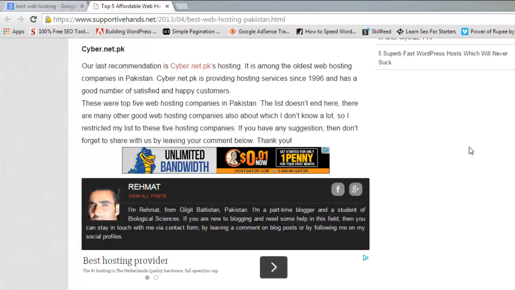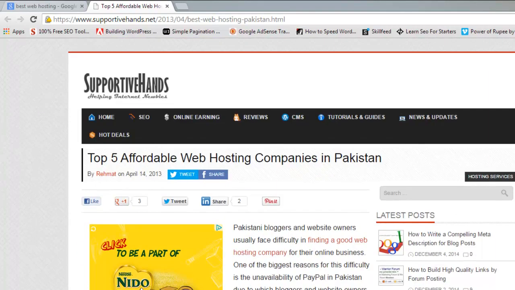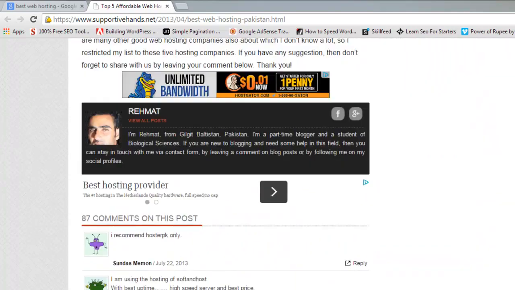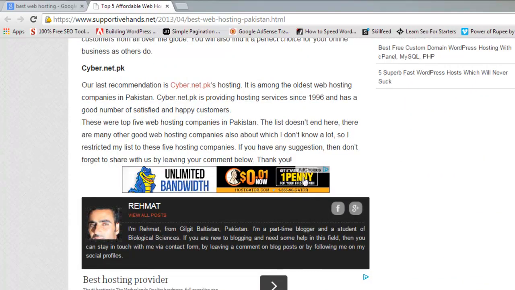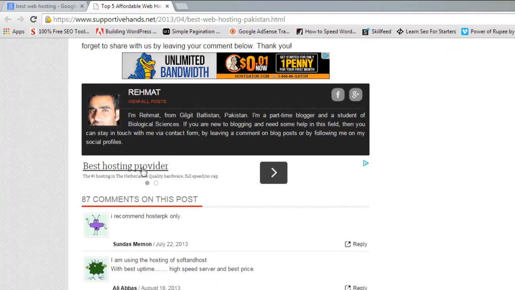But when I came to another website from the search result, here I can see the same company, hostgator.com, I mean another web hosting company. This is also a related ad based on this keyword, since the article is about web hosting, so the relevant ad is being displayed by Google. And below that there is another ad, best web hosting provider. This is also a Google ad.